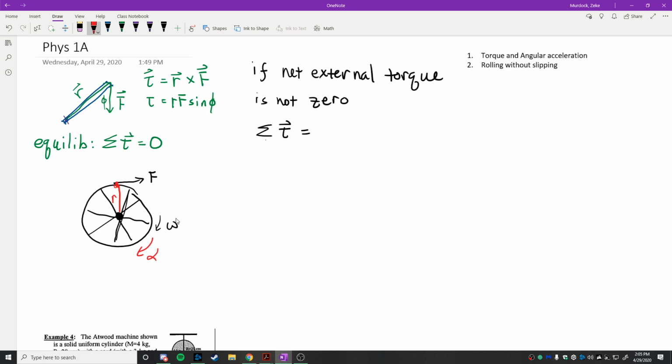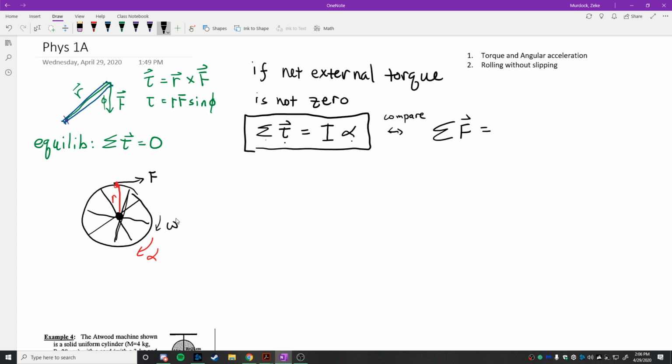Torque is related to angular acceleration by something we learned about last time, which is called moment of inertia. This relationship right here is an expression of how torque produces angular acceleration. If the net torque is zero, the object doesn't move. If the net torque is not zero, it's going to accelerate. You can compare this almost exactly to the linear version of this equation, which is Newton's second law: the net force acting on a system is equal to mass times acceleration. A is replaced with angular acceleration alpha, mass is replaced with moment of inertia, and force is replaced with torque.